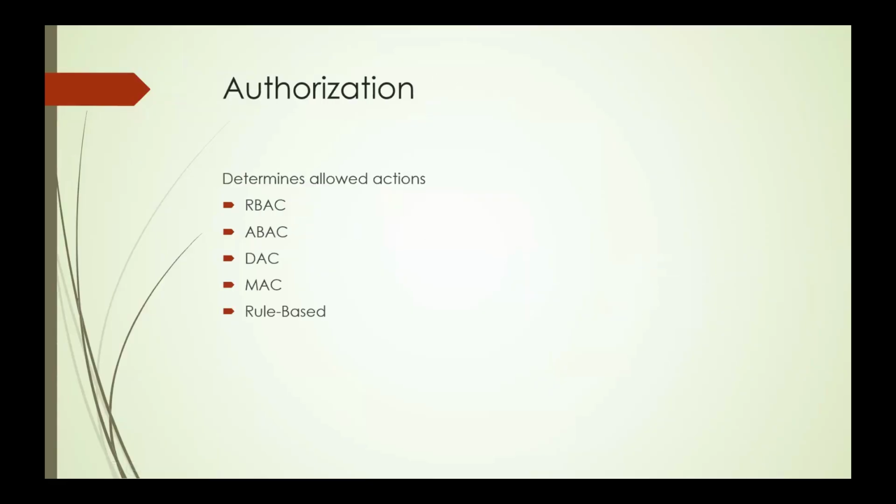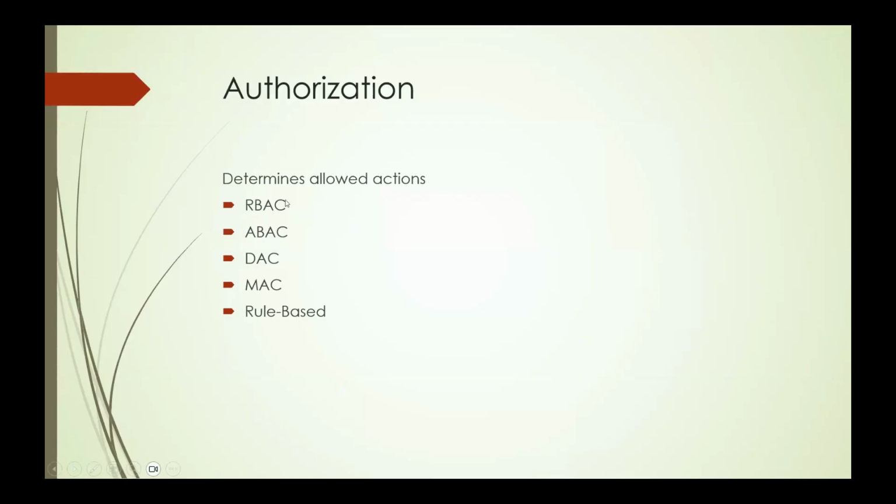Next comes our authorization. So what is authorization? It determines what actions a user is allowed to perform. In our case, a user and an identity are the same. After authentication succeeds, authorization decides the permissions. So common access control models include RBAC, role-based access control, ABAC, attribute-based access control, DAC, discretionary access control, MAC, mandatory access control, and rule-based access control.